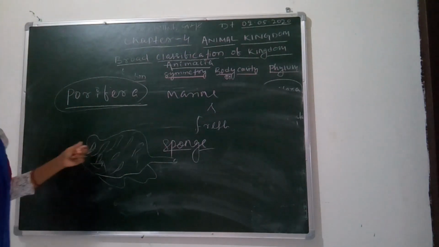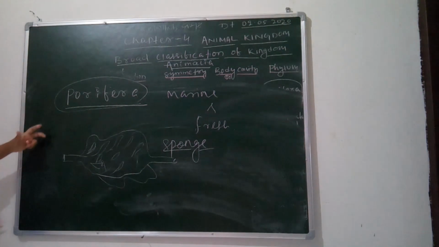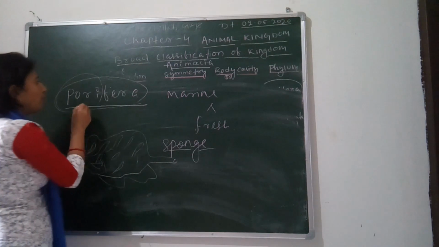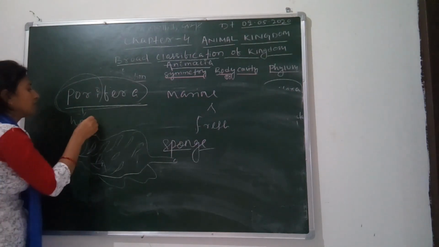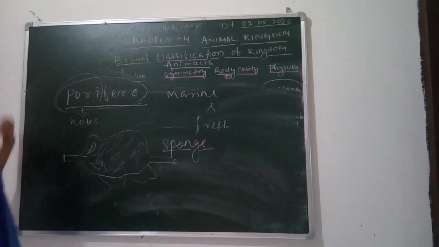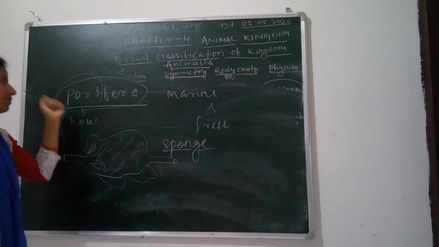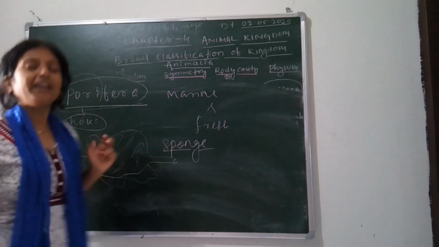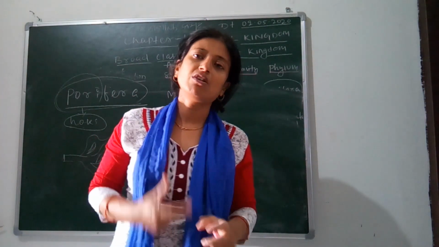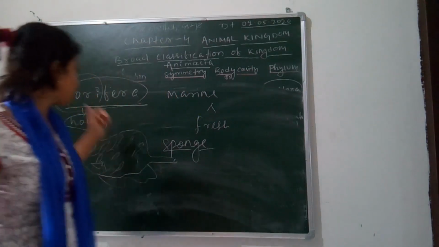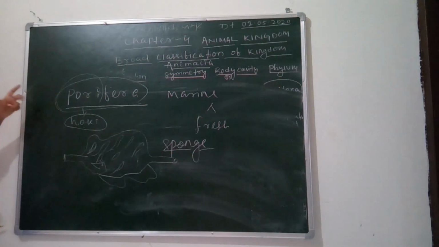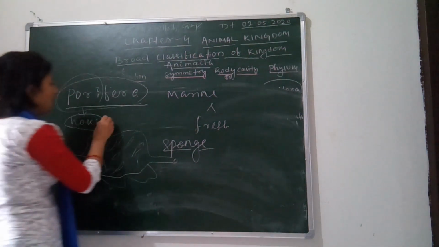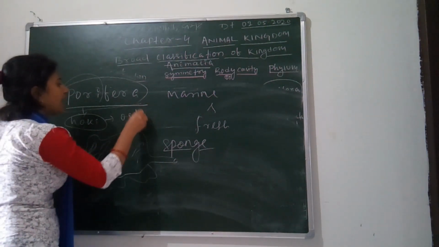So let's see how this organism completes its life cycle. First, as we know, Porifera: Pori means holes or pores. The organisms placed in this phylum have holes or pores. When water enters through these holes or pores, they take nutrients and oxygen from the water, and after that they transfer it to the spongocoel. These holes are called ostia.